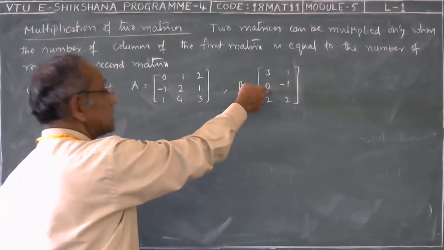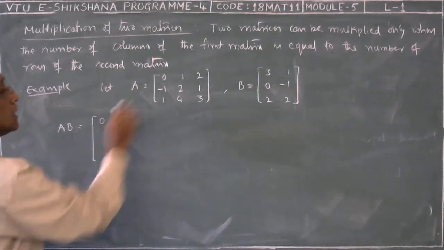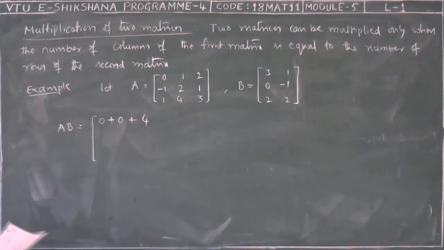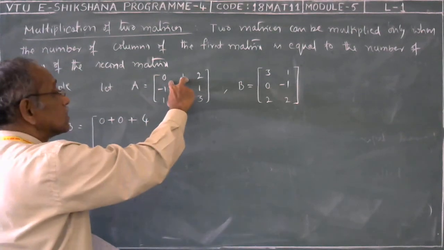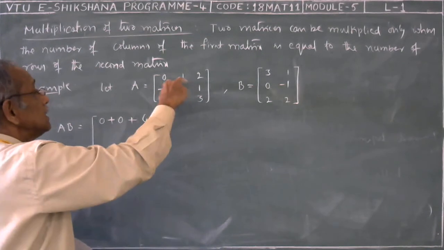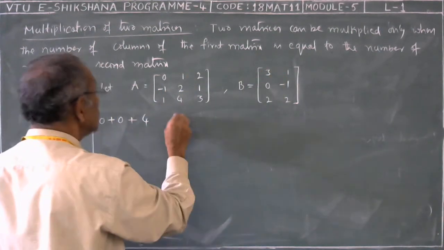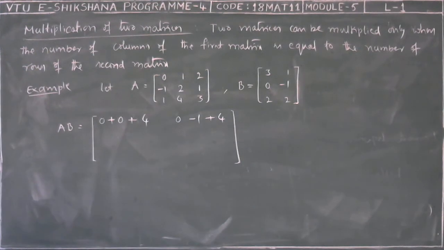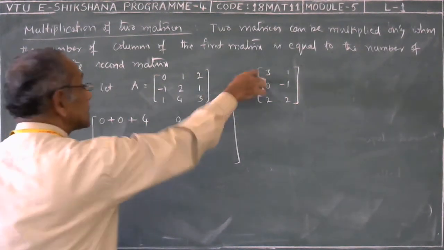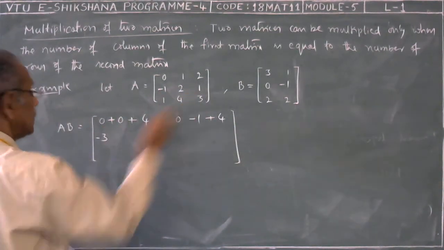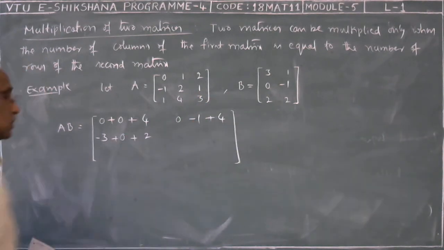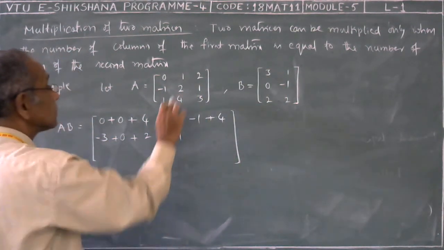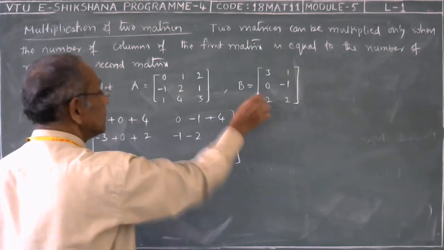First row, first column: 0 into 3 is 0, plus 1 into 0 is 0, plus 2 into 2, so 0 plus 0 plus 4. Then first row, second column: 0, 1 into minus 1, minus 1, 2 into 2, 4. Then second row, first column: minus 1 into 3, minus 3, 2 into 0, 0, 1 into 2, plus 2. So minus 3 plus 0 plus 2. Second row, second column: 1 into minus 1, minus 1, 2 into minus 1, minus 2, 1 into 2, plus 2.